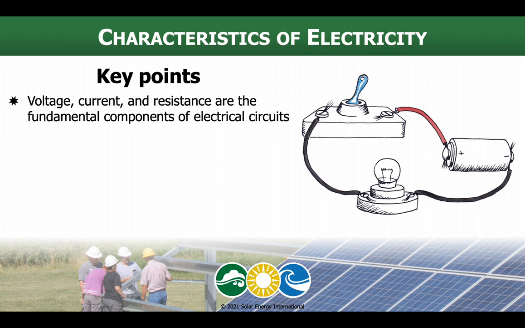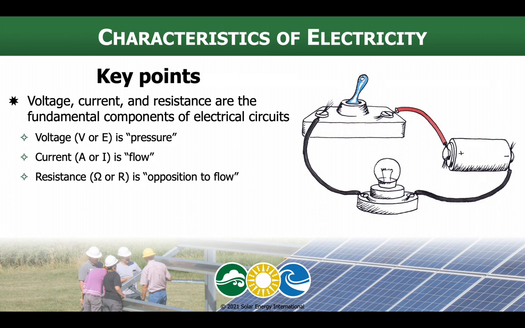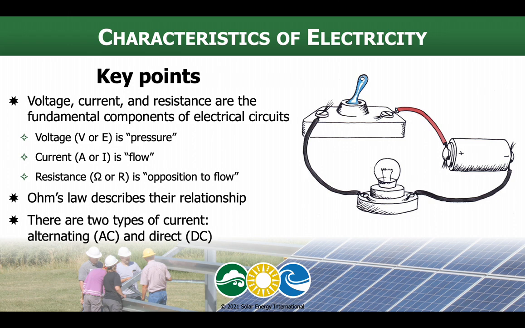So, key points about the characteristics of electricity: voltage, current, and resistance are fundamental concepts of all electrical circuits. Volts, or V or E, is pressure. Current, A or I, is flow. And resistance, Ohm symbol, or R, is the opposition to flow. Remember your Ohm's law triangle to describe their mathematical relationship, and recall that there are two types of current: AC, alternating current; DC, direct current. Alternating current is what comes out of the plug in your house. Most of the electricity that is provided by the utility grid is alternating current, but there are lots of sources of direct current out there as well, and many of our renewable energy systems use both types.